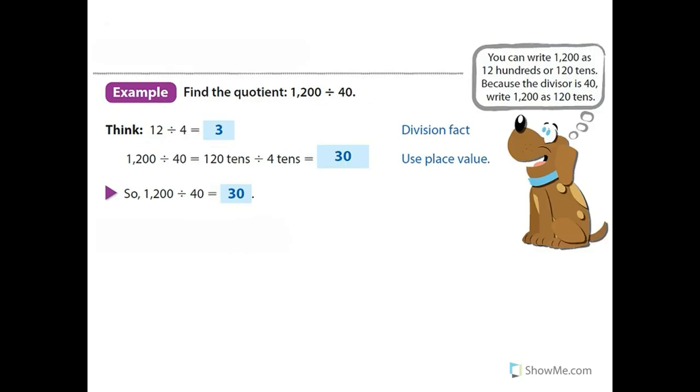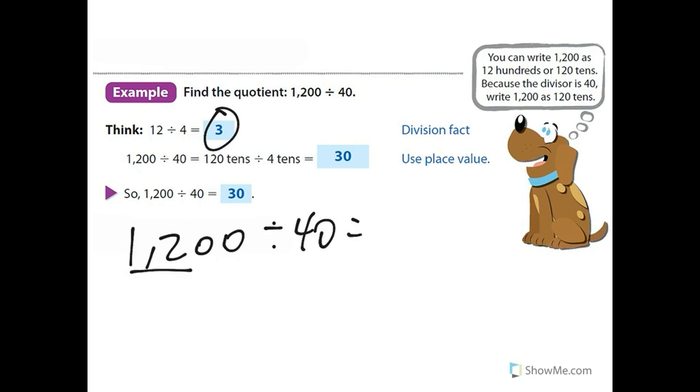All right, and then they say find the quotient 1,200 divided by 40. So think 12 divided by 4 is 3. So we got our math fact there. 1,200 divided by 40 equals 120 tens divided by 4 tens equals 30. So 1,200 divided by 40 equals 30, but we can also say this. So 1,200 divided by 40, right? We got 12 divided by 4, that's 3, and take 2 zeros minus 1 zero is 1 zero.